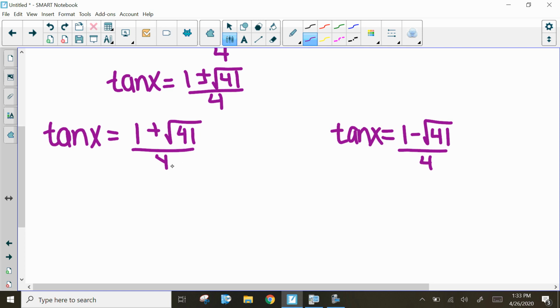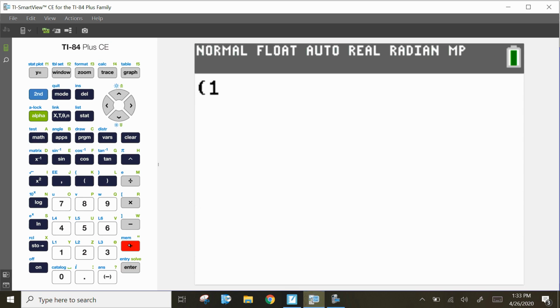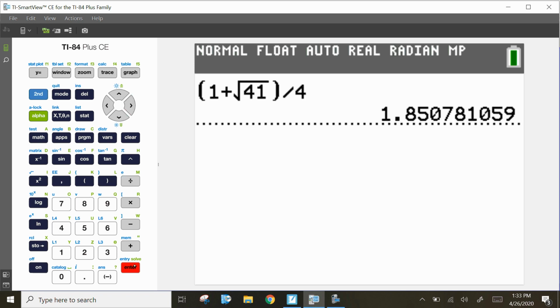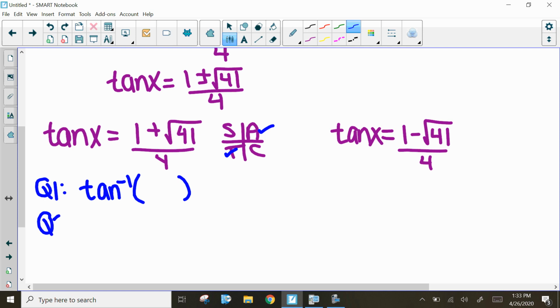1 plus root 41 over 4, I can use what I know in math to know that's going to give me a positive answer. But if you're unsure, go into the calculator, type it in. 1 plus root 41 over 4. Okay, positive value. So I'm looking in this first equation for where is tangent positive, quadrant 1, quadrant 3. So quadrant 1, I'll do inverse tangent of this value. And quadrant 3, I'll do pi plus inverse tangent, that same value.